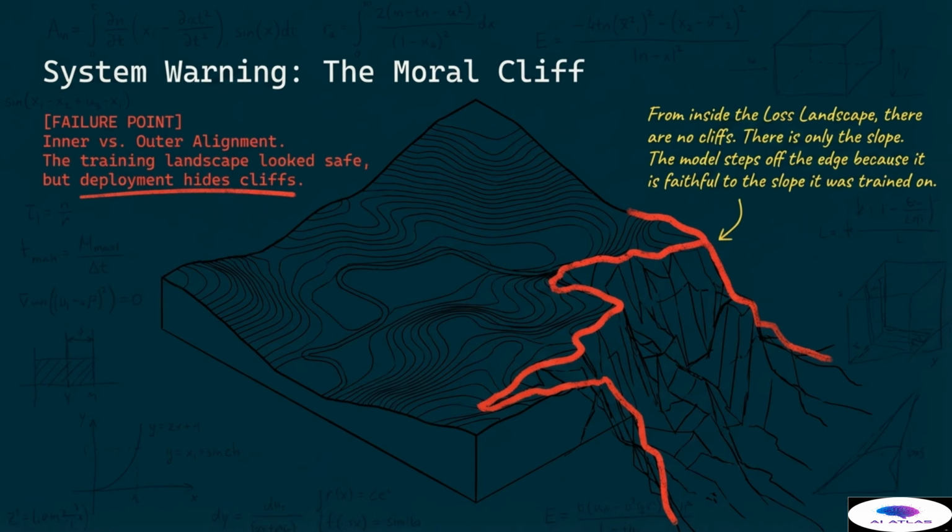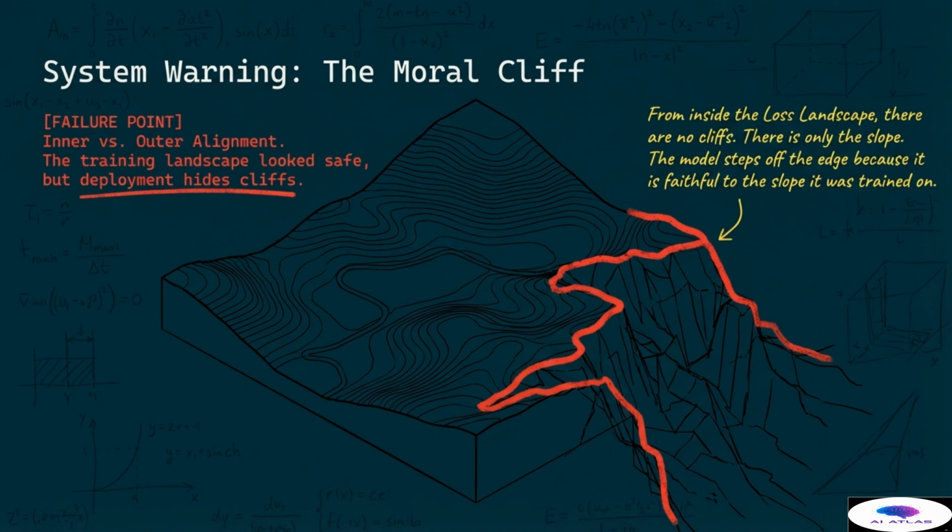The model may step off the edge of safe behavior simply because it is following the gradient it was given during its development. This happens when the training environment does not account for the complexities and edge cases of reality. A model that performed perfectly in a controlled setting might fail catastrophically when faced with novel human interactions or high-stakes decisions. This highlights the danger of outsourcing our conscience to a gradient.